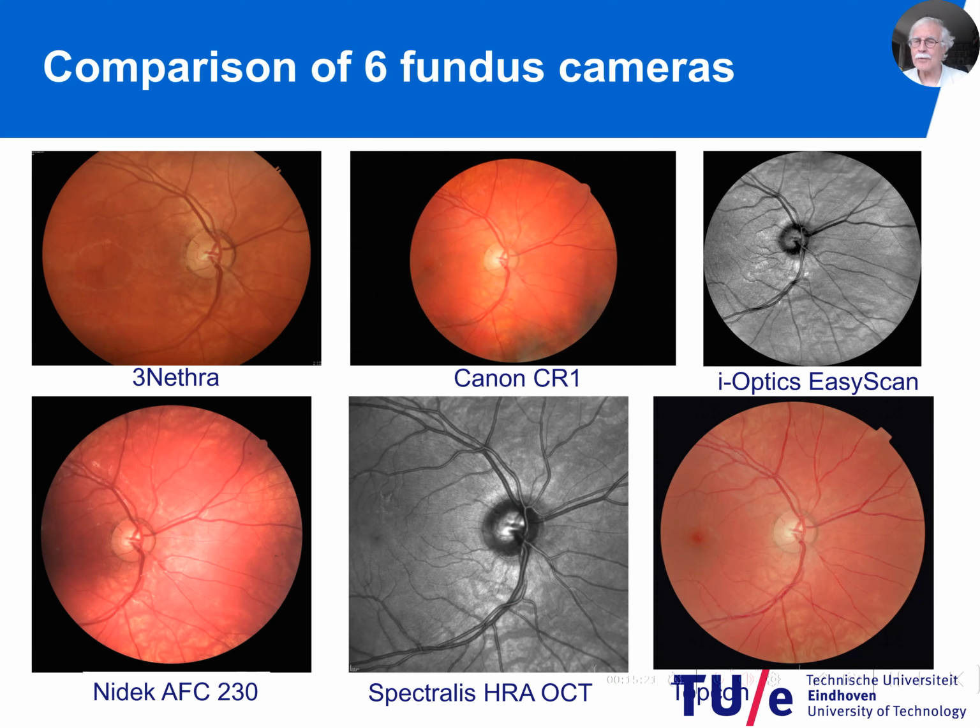Of course, we have cameras of all different types in the different optometry centers, the different hospitals. So we compared the output of all our programs with 6 different cameras. An Indian camera, Canon camera, Nidek, Spectralis, cheap and high quality cameras, and it turns out that more or less all of them gave the same results. And finally we opted for the iOptics Easy Scan because it was one of our partners and they had a very high resolution laser scan for an attractive price.